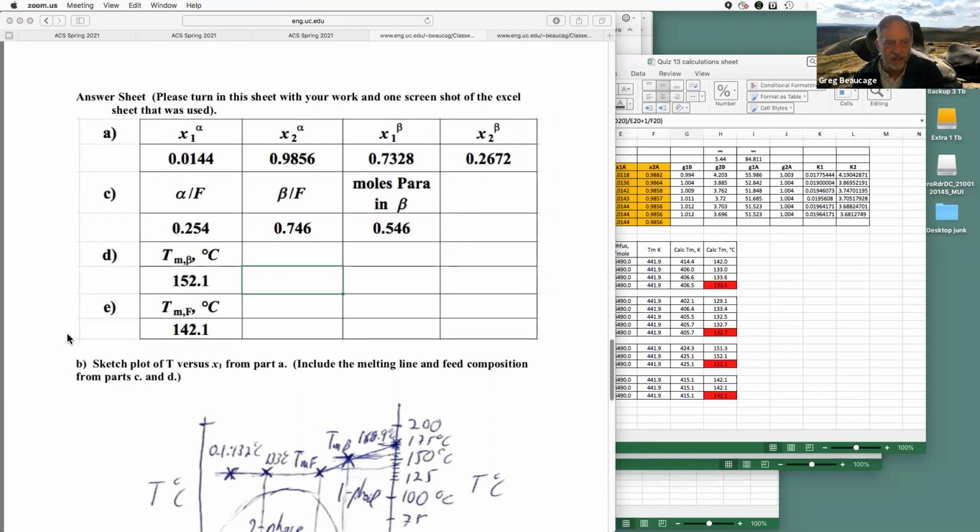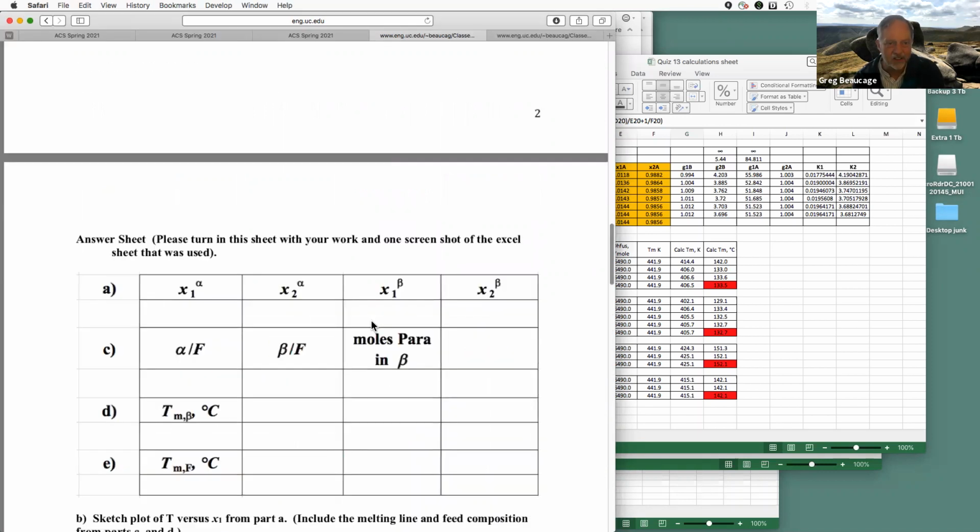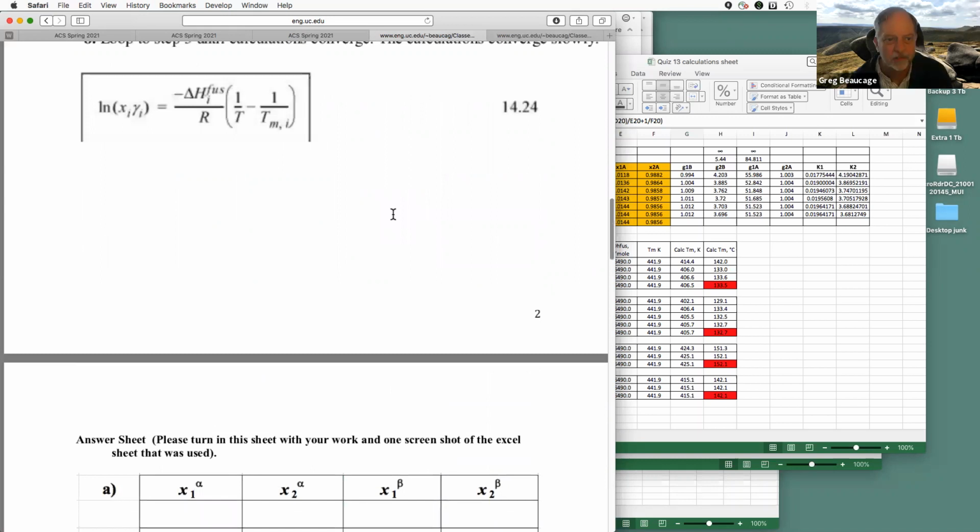So anyway, I think everyone did really well on it. You know, it's kind of not that easy to do, but people seem to pick it up, so that was good.